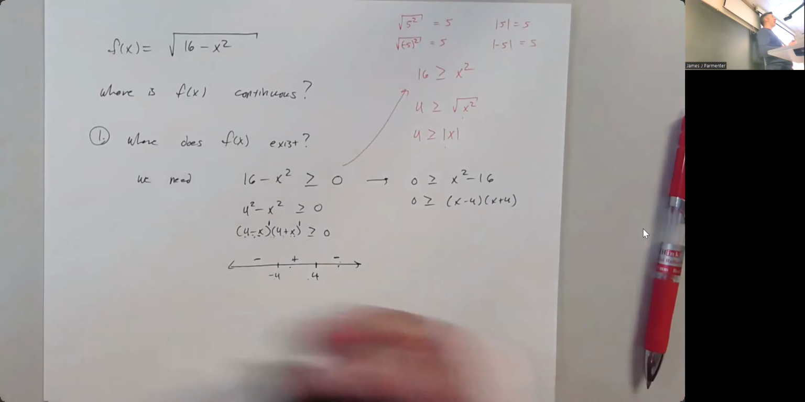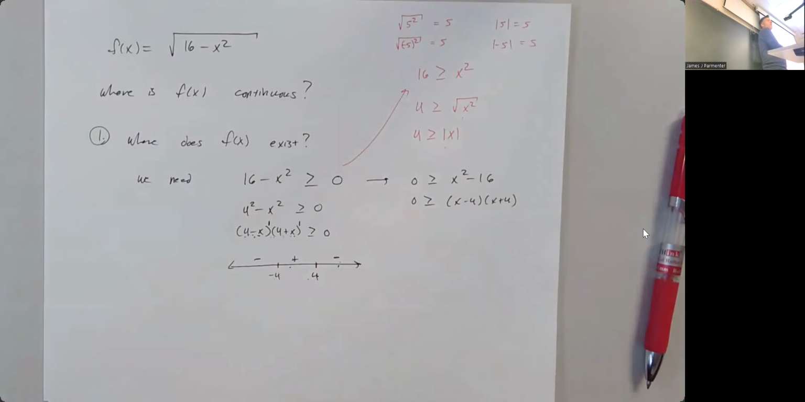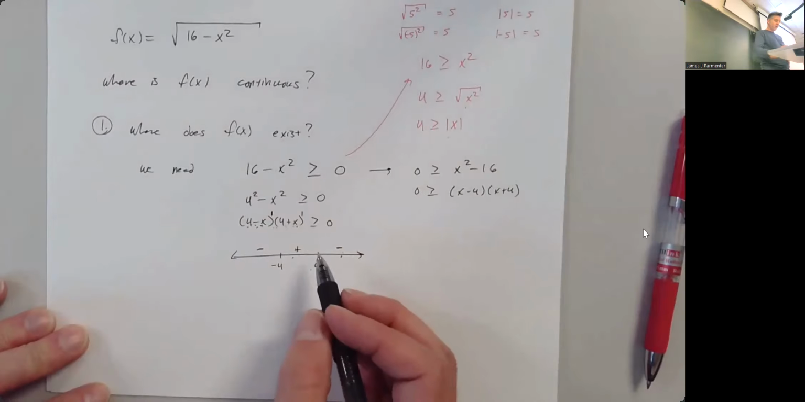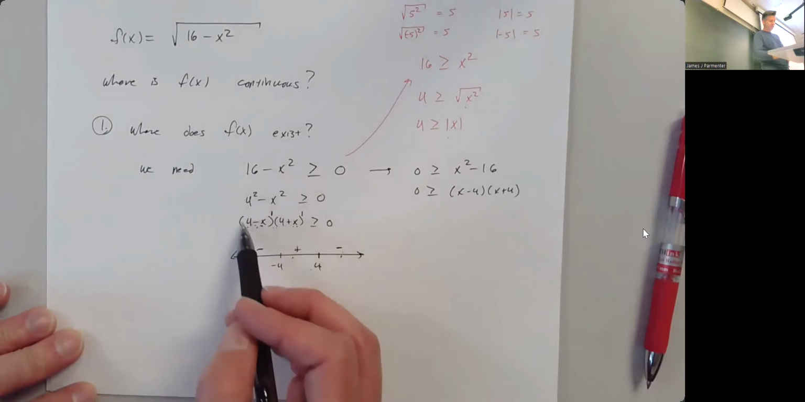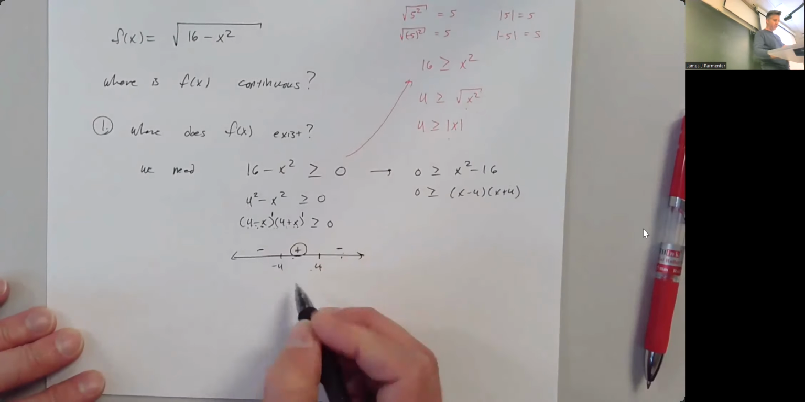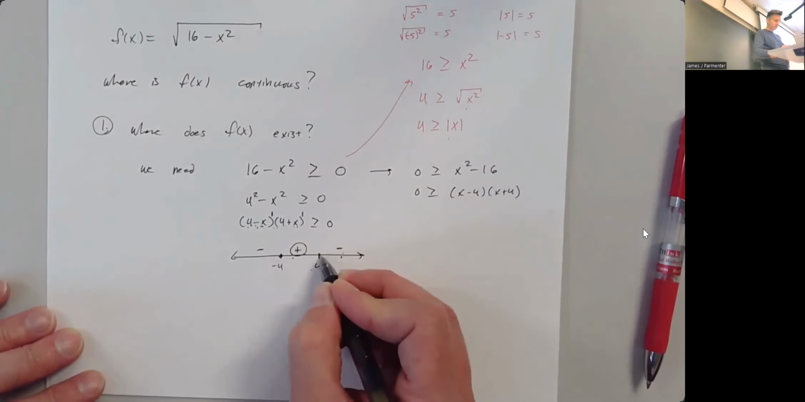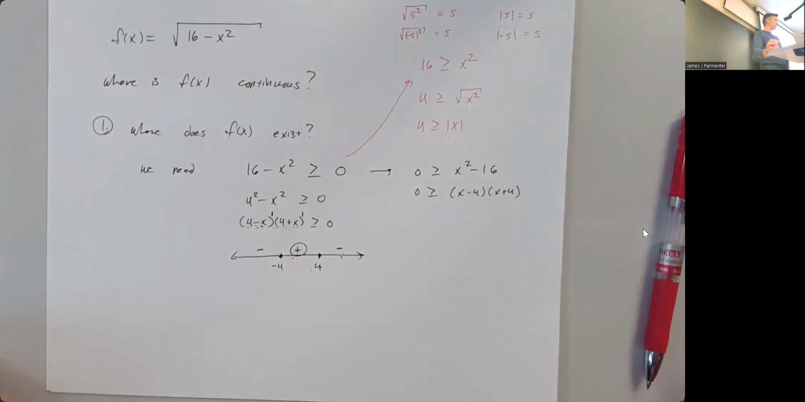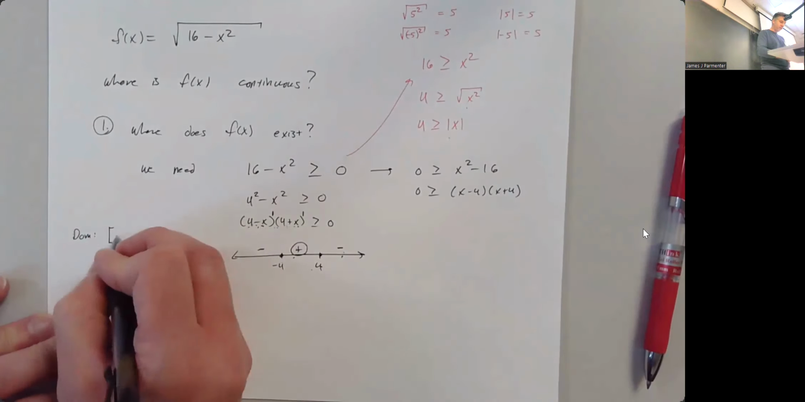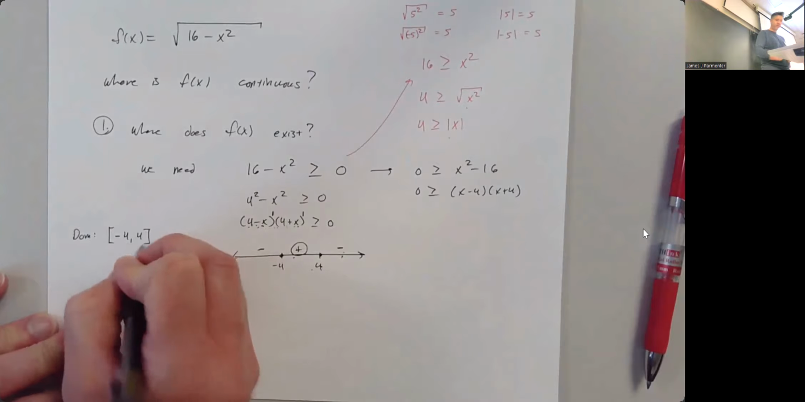It's actually a very powerful technique if you're comfortable with it. It's a lot faster than picking a point, plugging it in, picking a point, plugging it in, picking a point, plugging it in. We'll do another one in a second here. So this function, if I want 16 minus x squared to be greater than or equal to 0, that means I just want this part here and the endpoints. So our domain is the closed interval from -4 to +4.